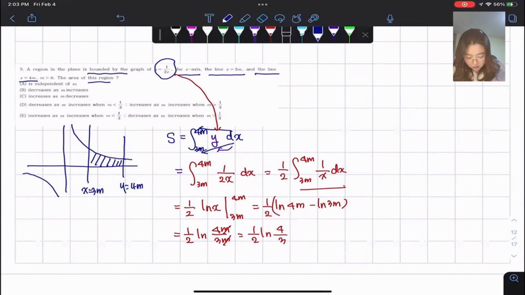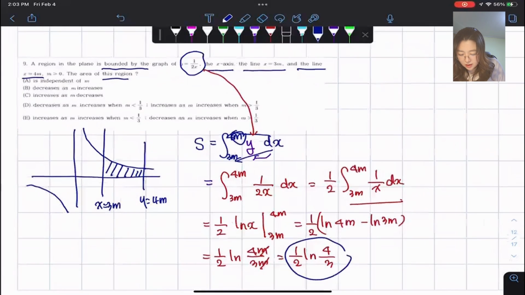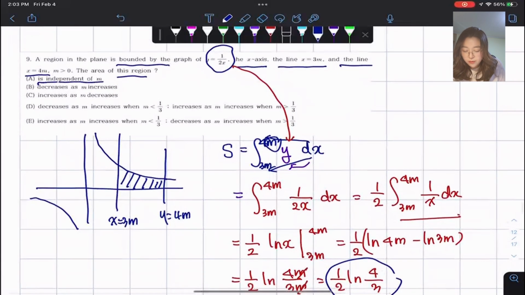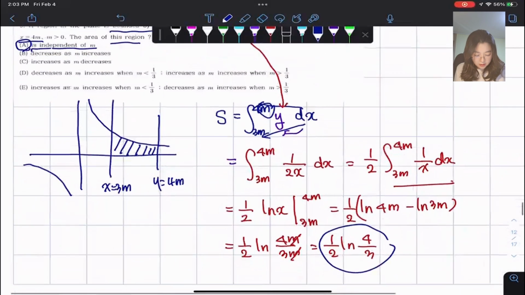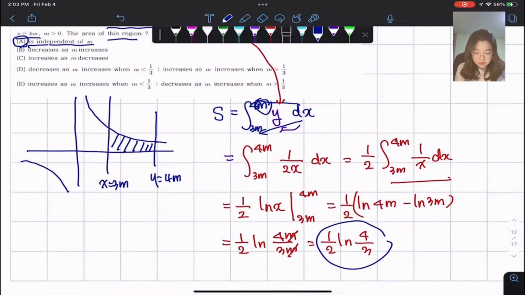So this is the final answer. This answer is not dependent on m, because there is no m. So the answer is A, independent of m, because this answer does not include m.